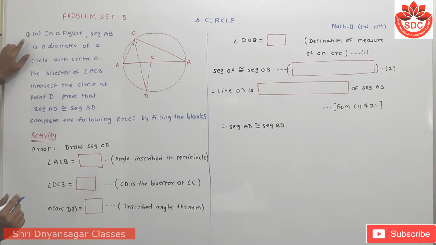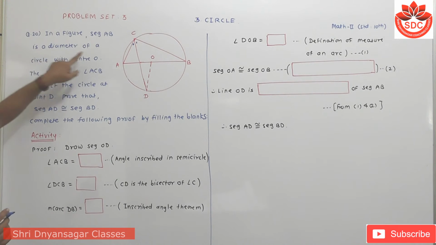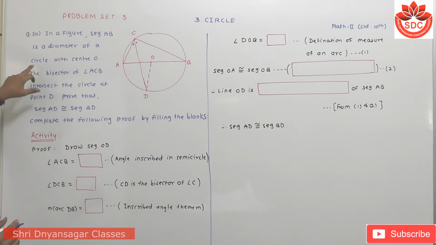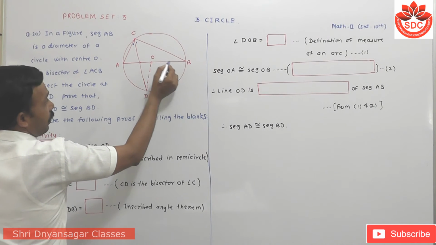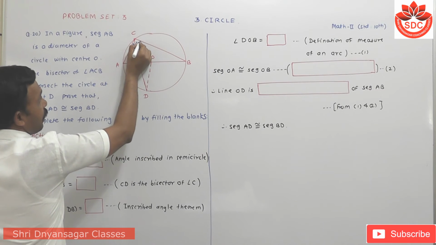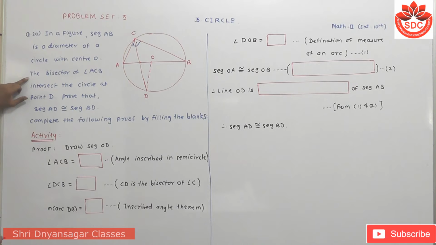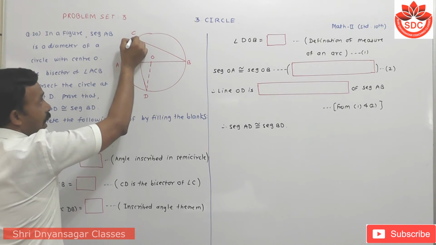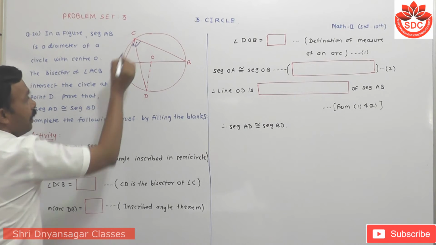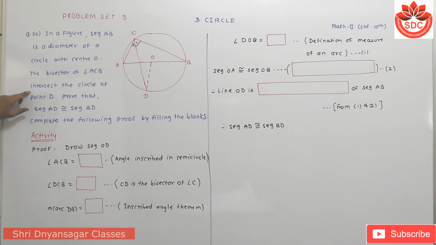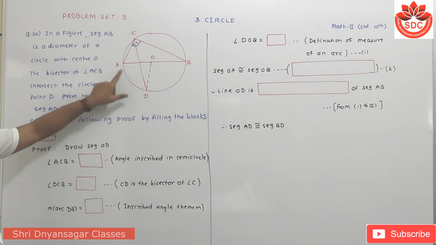Okay, next example is question number 20. In the figure, segment AB is the diameter of a circle with center O. Student, if this is diameter, then this is a right angle, because angle inscribed in a semicircle. The bisector of angle ACB, meaning two equal angles. The bisector intersects the circle at point D. Prove that segment AD is congruent with segment BD.